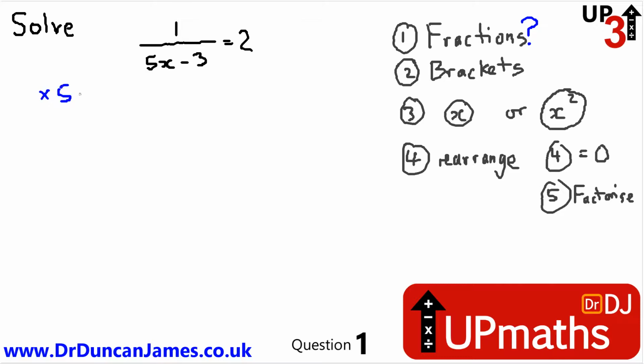So I'm going to times by 5x minus 3. By which I mean I'm going to times both sides by 5x minus 3, so it will cancel on the left hand side and disappear, and it will end up as 2 times 5x minus 3.